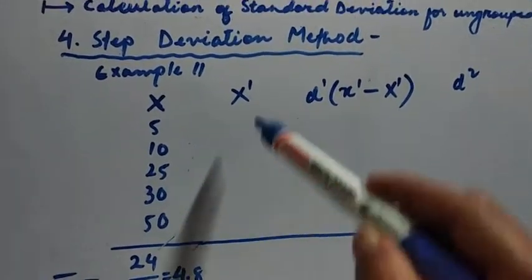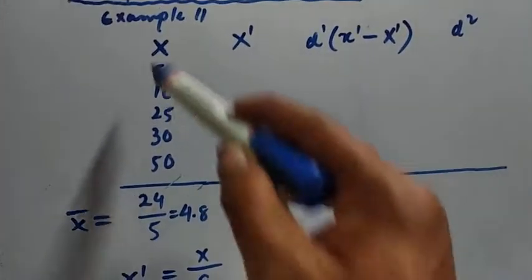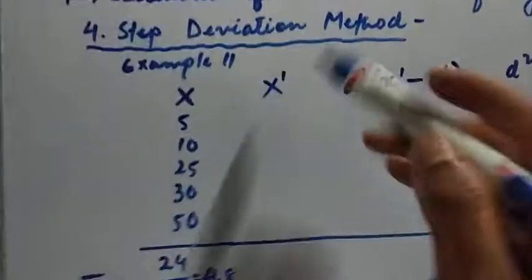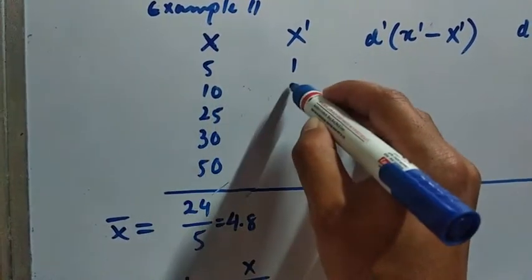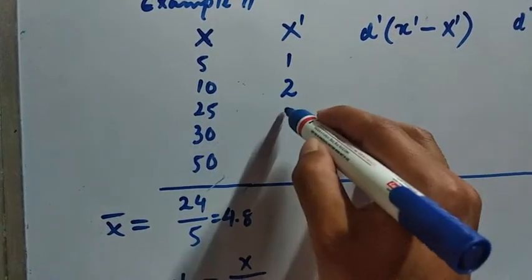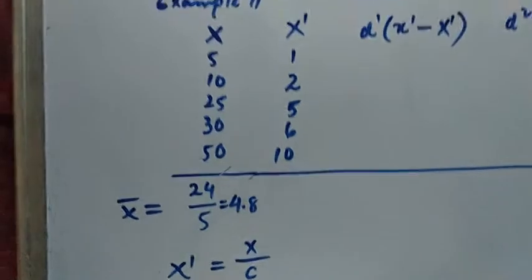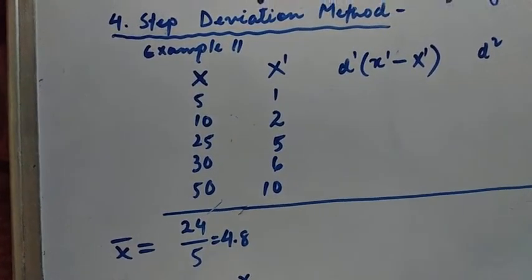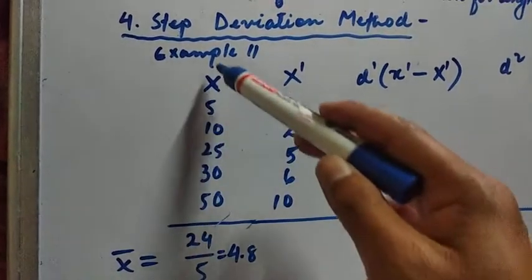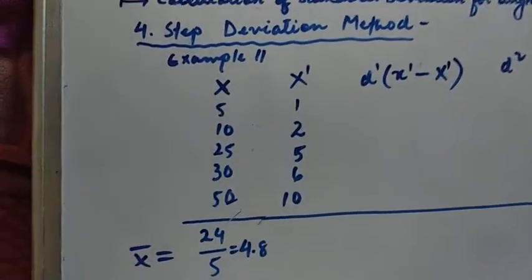So you find out x dash. What is x dash? x dash is x divided by the common factor. So 5 divided by 5 is 1, and then 10 divided by 5 is 2. 25 divided by 5 is 5, 30 divided by 5 is 6, 50 divided by 5 is 10. So that is how you get x dash. You divide the x values by the common factor and you get x dash.